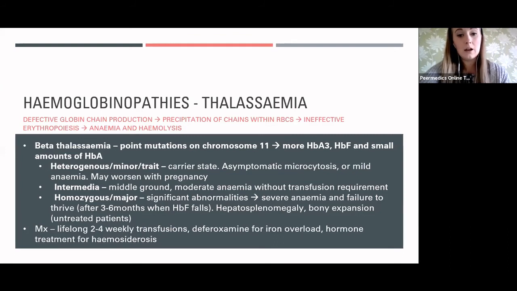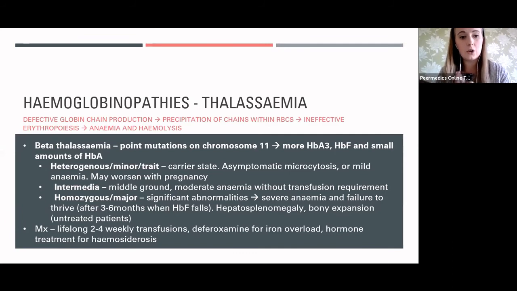They might have intermedia. Again, there can be different levels of mutation in this, but this is referring more to the symptom level. They're going to have a moderate anemia, but there's not going to be a transfusion requirement. That's what makes it intermediate and not major. If they are beta thalassemia major, they've got significant abnormalities. They're likely to present with failure to thrive after about 3 to 6 months when their HbF production falls, probably going to have hepatosplenomegaly, and might have bony expansion, but this would only be in patients that aren't treated.